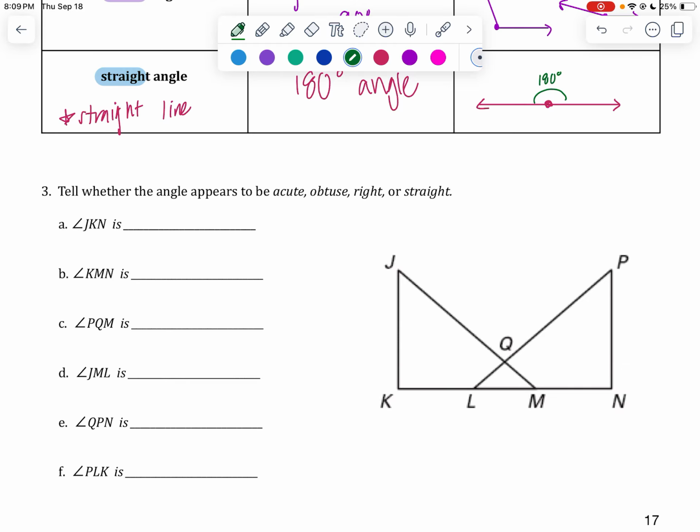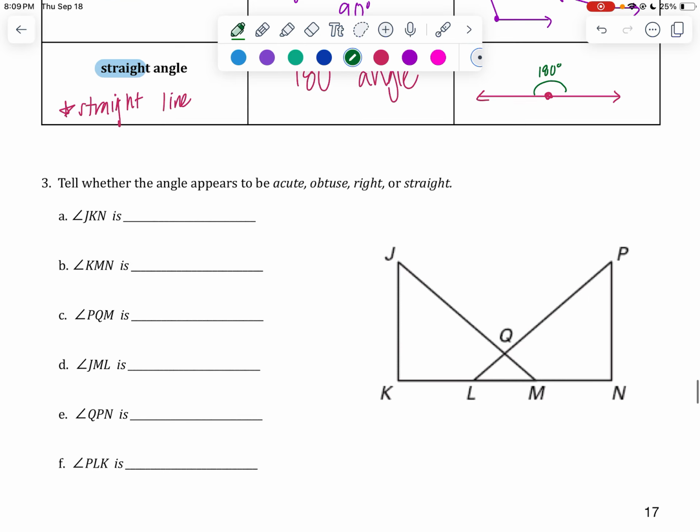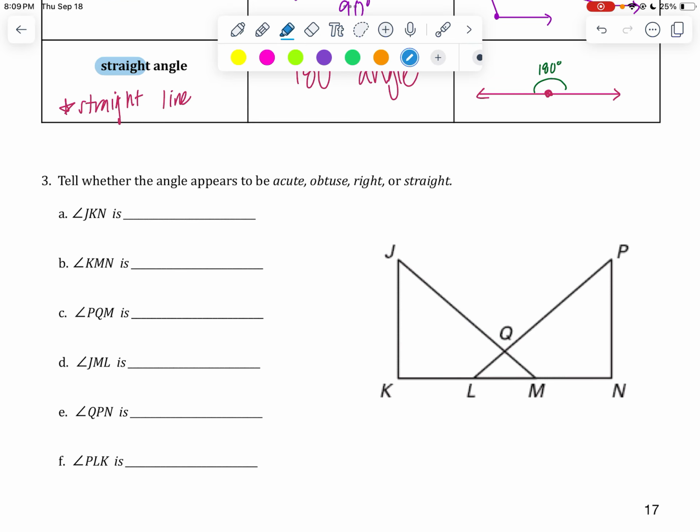Number 3. It says, tell whether the angle appears to be acute, obtuse, right, or straight. I like to go ahead and highlight. I know we don't have that many highlighters, so maybe we can also just look at them. But I have angle JKN. Remember, we start with the first letter. The second letter is the middle letter. And then here's that third letter.